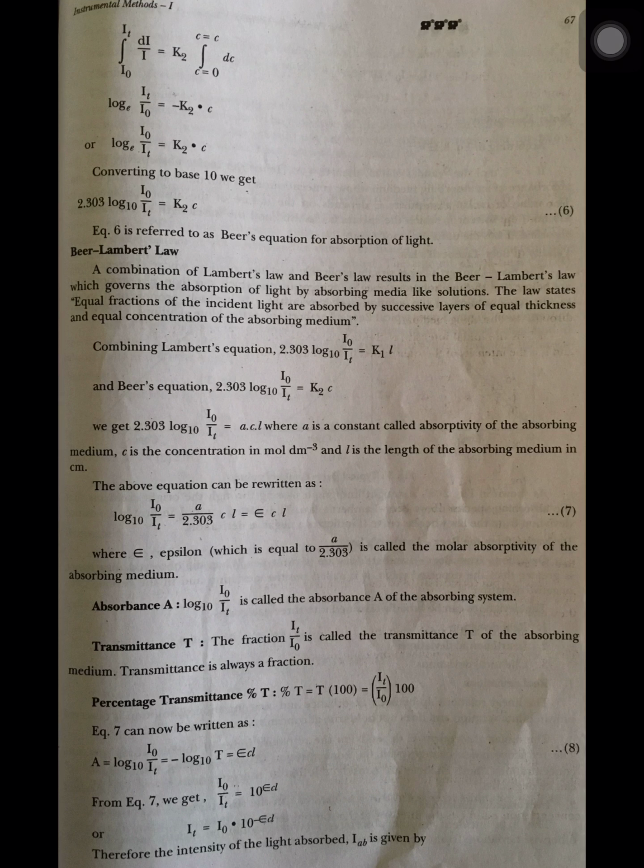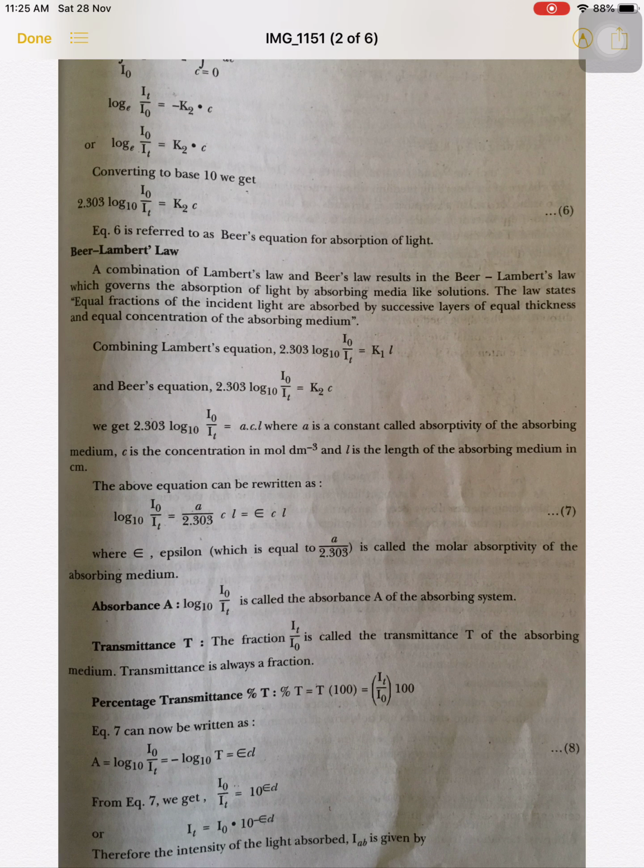Here epsilon is nothing but A by 2.303, which is called the molar absorptivity of the absorbing medium. So A is only the absorptivity, and epsilon is the molar absorptivity of the absorbing medium. This equation number 7 is the combined equation for the Lambert-Beer law: log to the base 10 I0 by IT is equal to A into C L, or A upon 2.303 C L, or epsilon C into L.